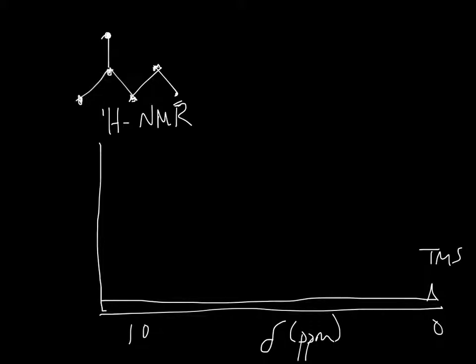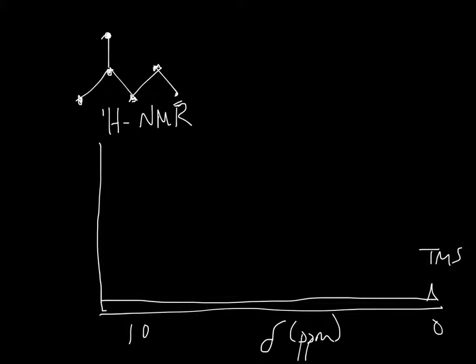Remember, the first question that you need to ask is how many different types of hydrogens there are, because it's going to tell you the number of peaks, number of signals. Then you go with integration, and then finally the splitting. Pause it while you guys are working on that.